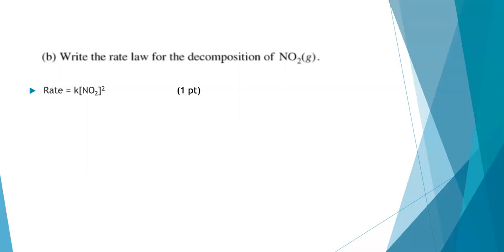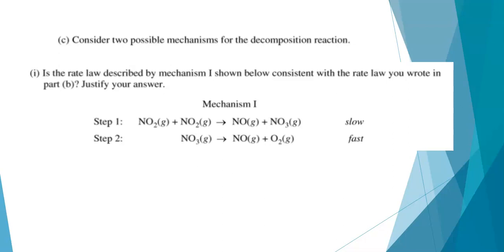All right, let's go on to part C. Consider 2 possible mechanisms for the decomposition reaction. So here's mechanism 1, and the question asks, is the rate law described by mechanism 1 consistent with the rate law that we wrote in part B? In part B, we said it was second order, and let's look at mechanism 1 and see if they go together or not.